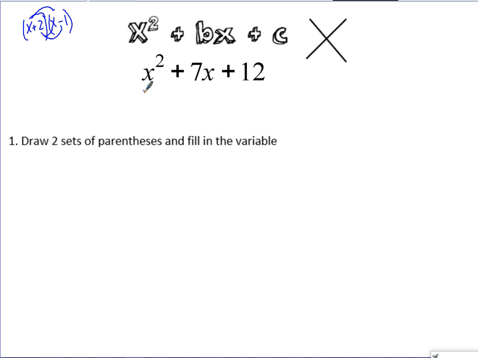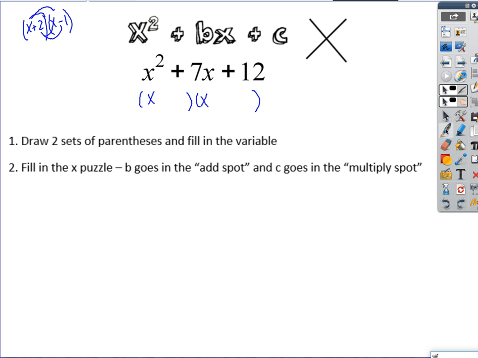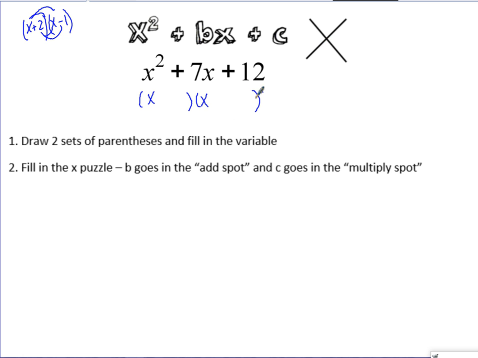Alright, so here are our steps. We're going to draw two sets of parentheses because we know we're going to have two binomials as our answer. And it's x, so we're going to have an x at the beginning of both of them. Okay, and then to figure out what these numbers are, we're going to use this little x. Okay, so b goes in the add spot. B just means the coefficient of the x term, the number that's right in front of the x. Okay, so that is 7.